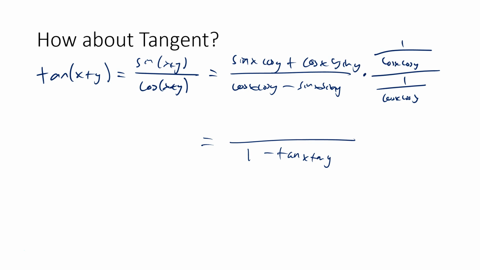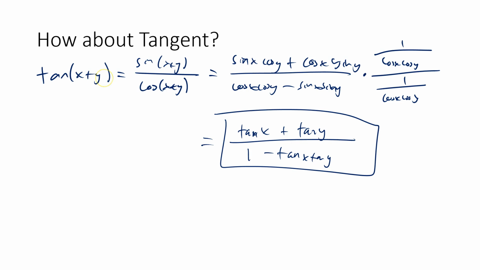And then on the top, if we divide by cosine x cosine y at the beginning, sine x over cosine x is tan x. Cosine y over cosine y is 1, so we don't have to worry about that. Then plus cosine x over cosine x is 1, and sine y over cosine y is tan y. And that is our formula for the tangent sum. The tangent difference, tan of x minus y, is just tan x minus tan y divided by 1 plus tan x tan y.